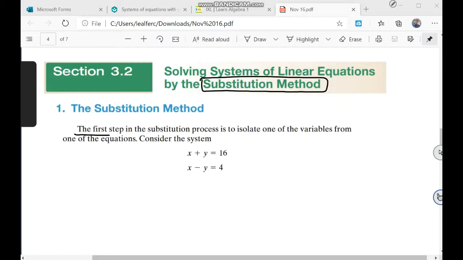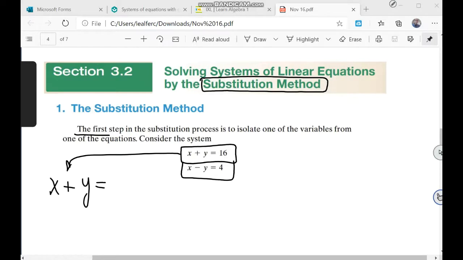The first step in the substitution process is to isolate one of the variables from one of the equations. So let's see this example. Consider the system: we have one equation, x plus y equals 16, and another equation, x minus y equals 4. Take the first equation, x plus y equals 16.